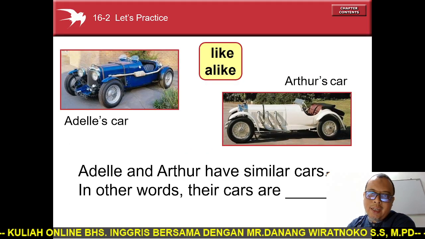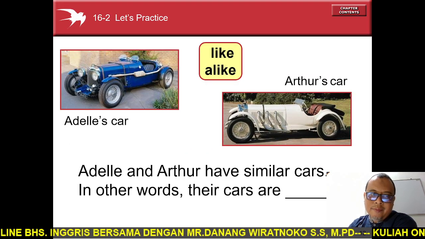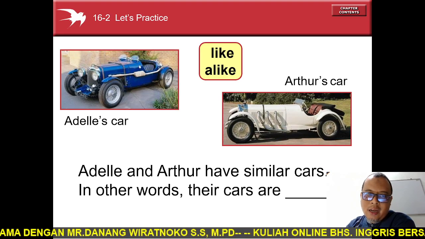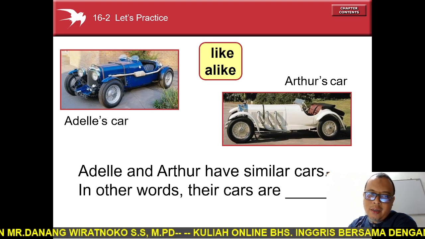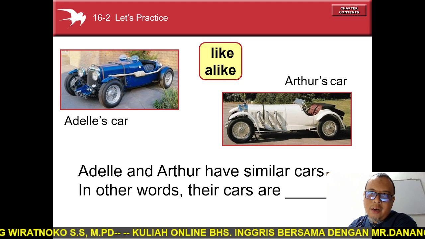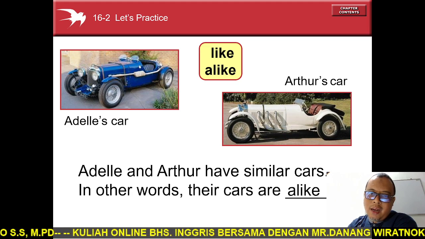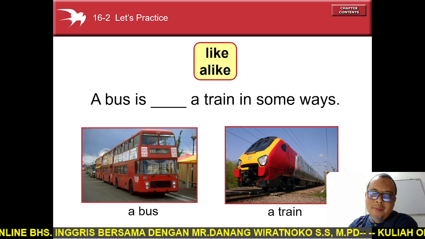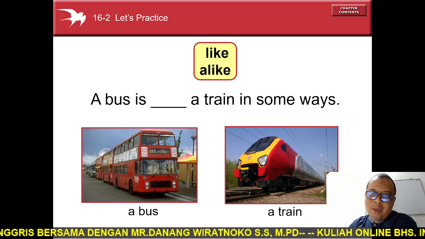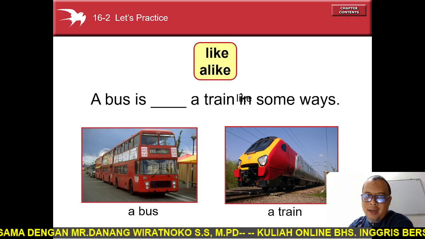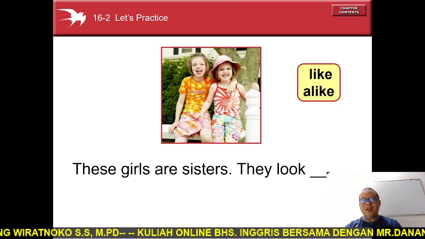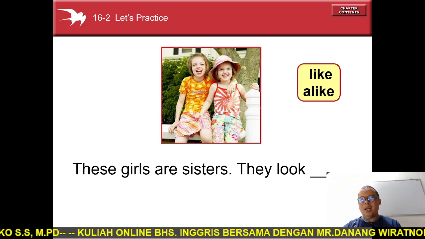Okay, let's practice here. Alike and like. Alia's car, author's car. Others and author have similar cars. In other words, their cars are alike. Okay. A bus is like a train in some ways. These girls are sisters. They look alike.